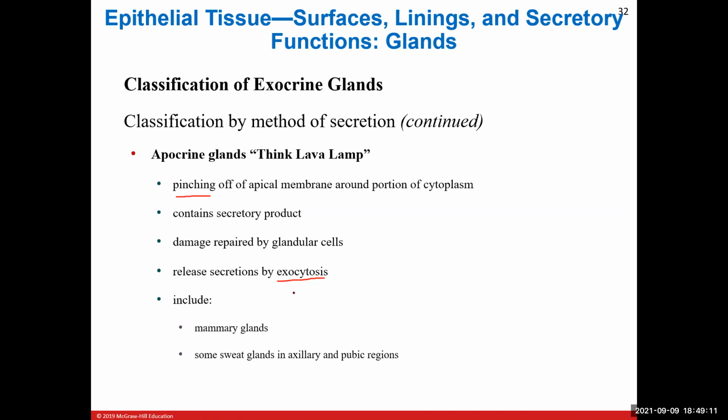We see that in the mammary gland and some of your sweat glands in the pubic area regions, areas that become active during puberty where you get pubic hair growth. That's how I remember it. Apocrine begins with an A, so does axillary. So that's when you start to get armpit hair. When you start to grow pubic hair in those regions, that's when these glands become active. So we'll see them affiliated with hair.